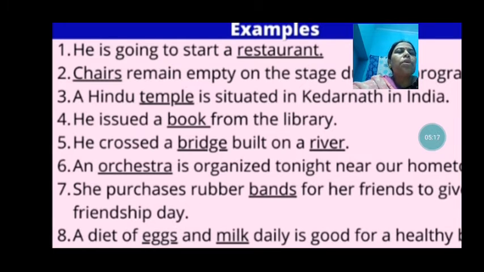An orchestra is organized tonight near our hometown. So here an orchestra that can be counted. Then she purchases rubber bands for her friends to give on Friendship Day. So rubber bands, as "s" has been used, that can be counted. Friends also can be counted. A diet of eggs and milk daily is used for a healthy body. So there also eggs can be counted, but milk cannot be counted here.